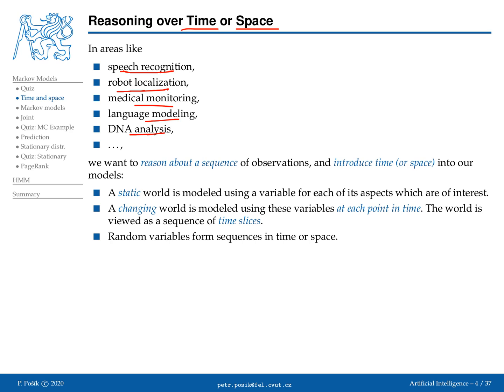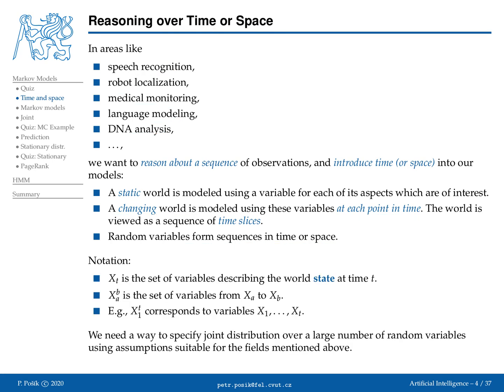So we will basically model the changing world as the state of certain state variables at each point of time. We will split the running time or space into slices, and we will describe the state using these slices. So random variables that will form sequences in time or in space. And how will we denote these sequences?